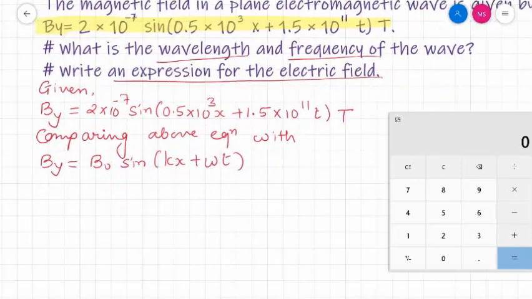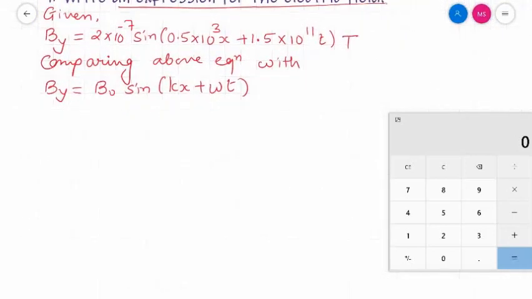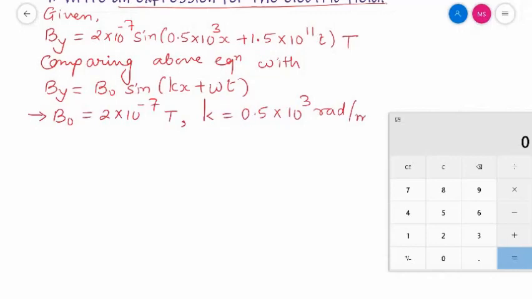So if we compare these two equations, we will get B naught equal to 2 into 10 raised to minus 7 Tesla. Wave vector k is equal to 0.5 into 10 raised to 3 radian per meter, and angular frequency omega is 1.5 into 10 raised to 11 radian per second. So these are the values.